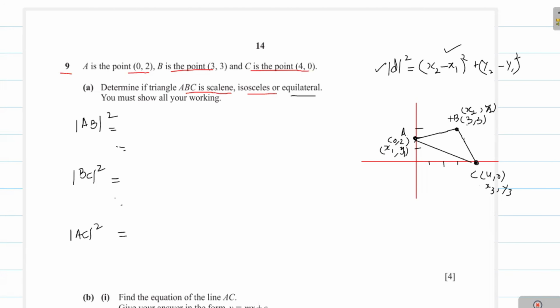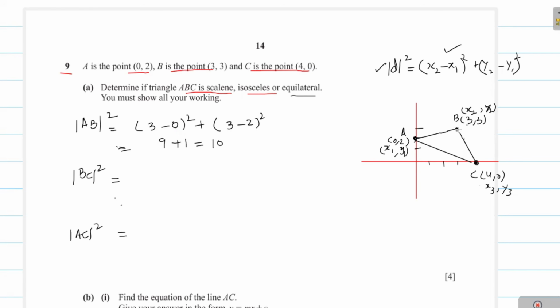Now the square of the difference between x coordinates is x2 minus x1, which is 3 minus 0 whole square. Next is the square of the difference between y coordinates, y2 minus y1, which is 3 minus 2 whole square. This equals 3 square, which is 9, plus 1 square, which is 1. Therefore, AB square equals 10.